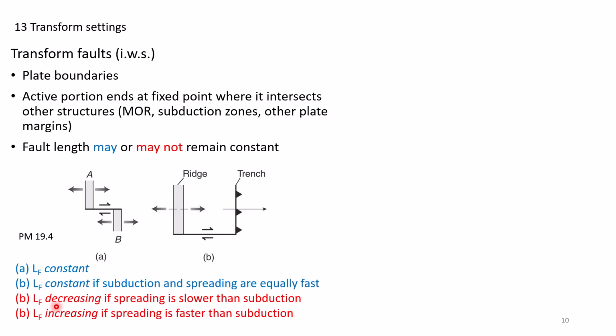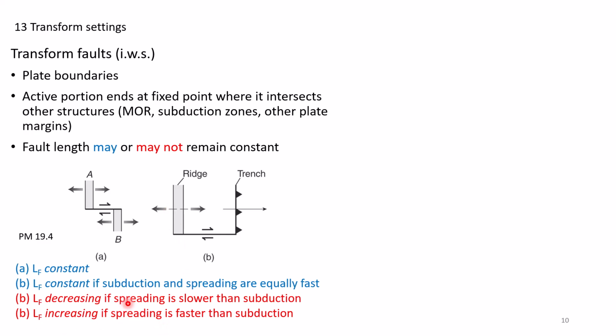LF will be decreasing if the spreading is slower than the subduction. So if we have here a spreading rate of 3 or 4 centimeters per year, but here we find subduction that is 8 or 10 centimeters per year, then the neighboring plate will increasingly override and consume the oceanic plate that we see here, and eventually will also override the mid-oceanic ridge, which then gets subducted.